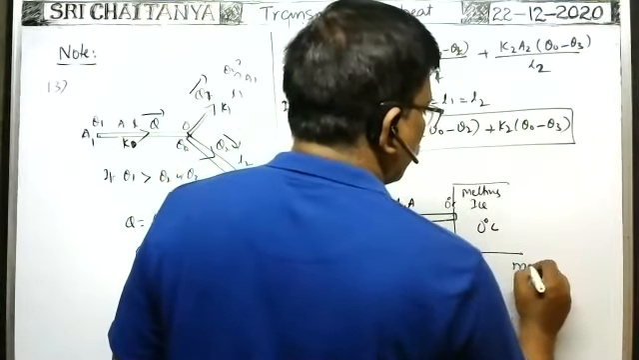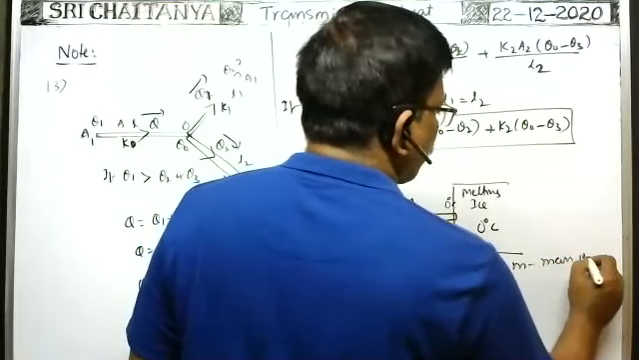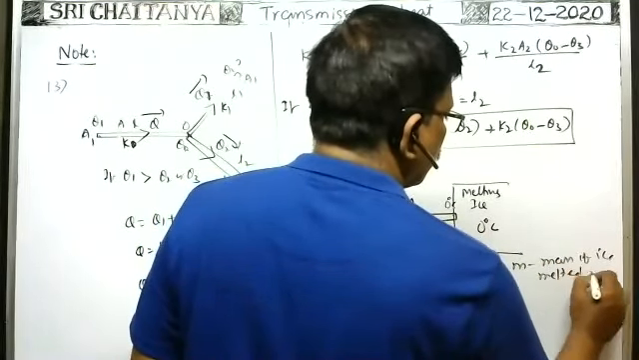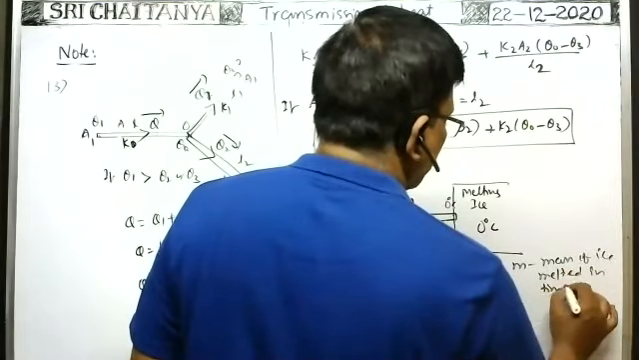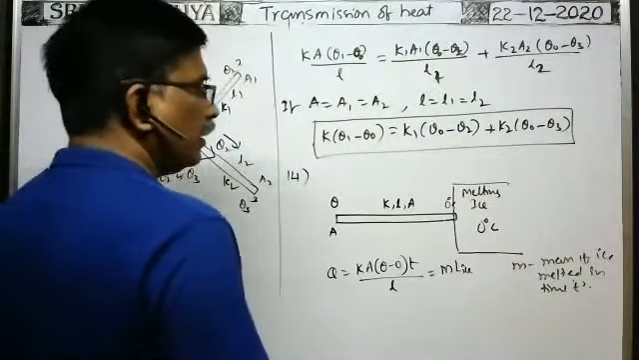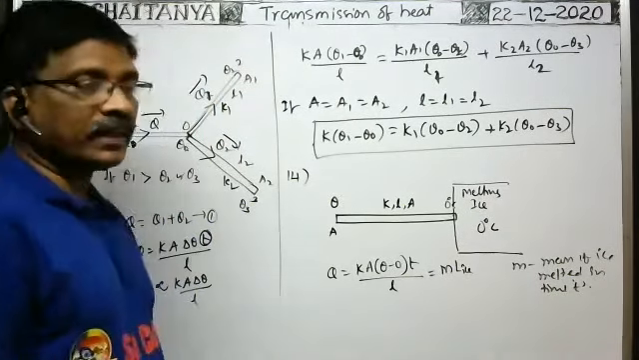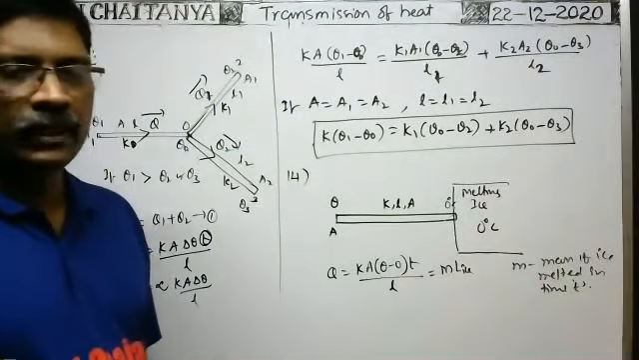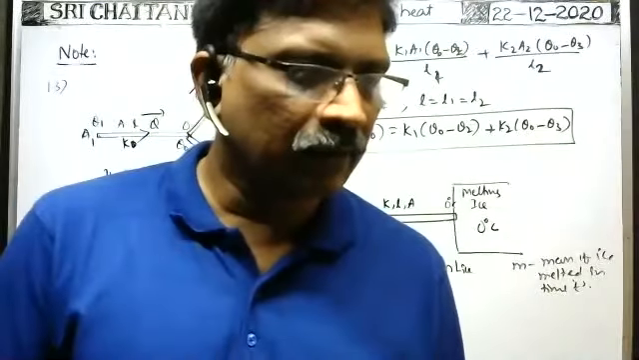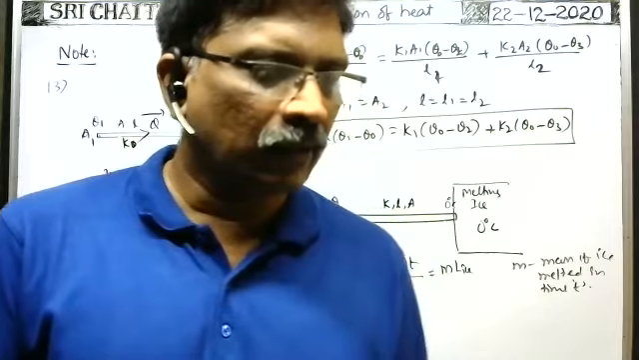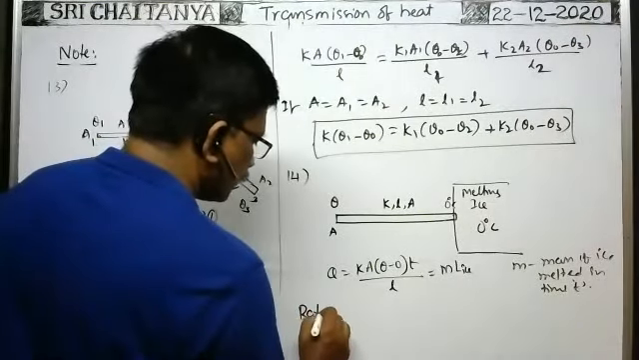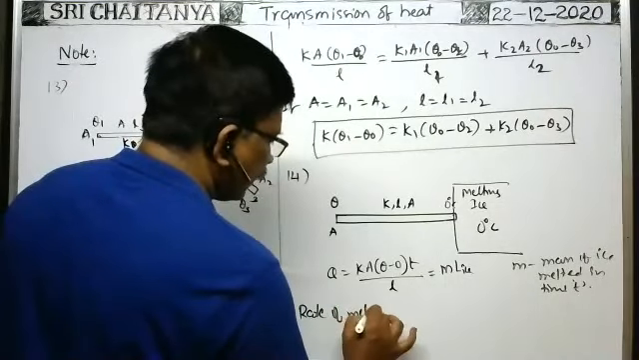m is the mass of ice melted in time t. Here the question is, what is the rate of melting ice? Rate of melting ice.